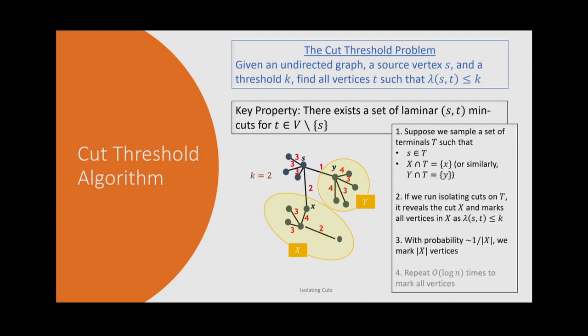Okay? And maybe if I repeat it log times, I will end up marking all the vertices that I needed to mark. Because in expectation, I am marking one vertex by this process. Right? I am marking with probability 1 over x, but I am marking all the vertices x in X. Now, of course, this is not completely kosher because this may not be uniform, some vertices may be left out. But this argument can be made formal.